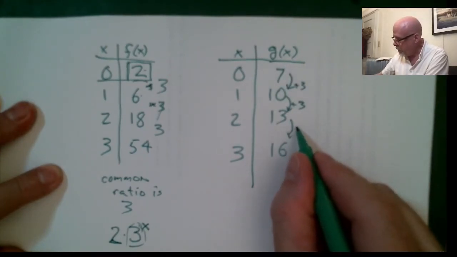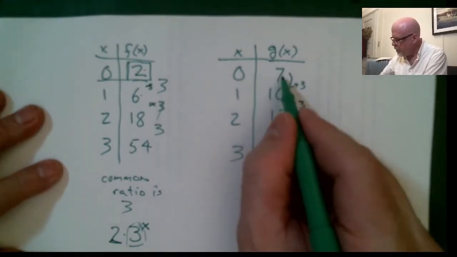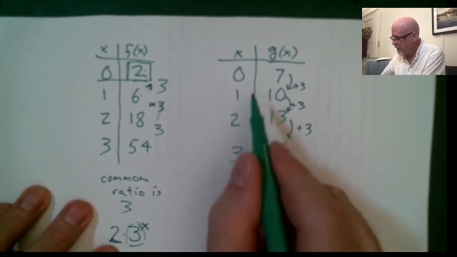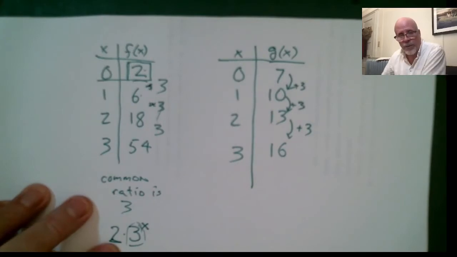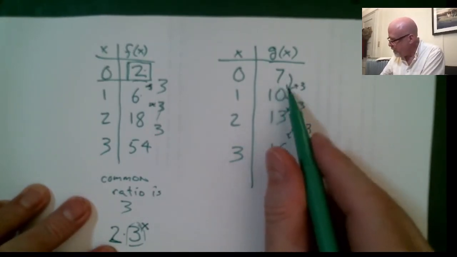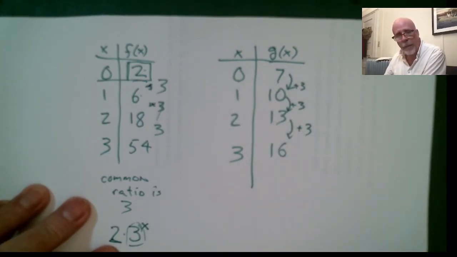Instead of timesing by something, we're adding something. And we started at 7. If you start at 7, then the b in your mx plus b is going to be 7. If that's what's associated with x equals 0, that's the b. And then this common difference that we see of 3, that's the m.